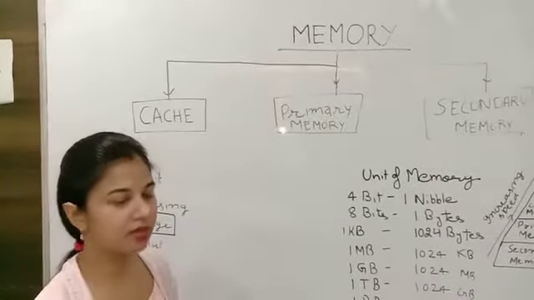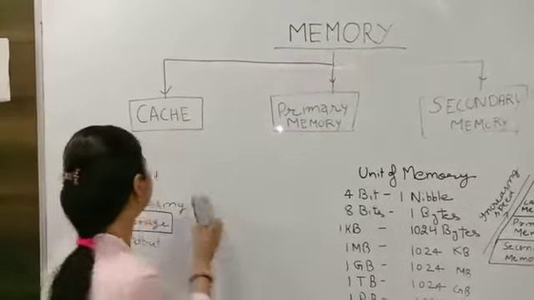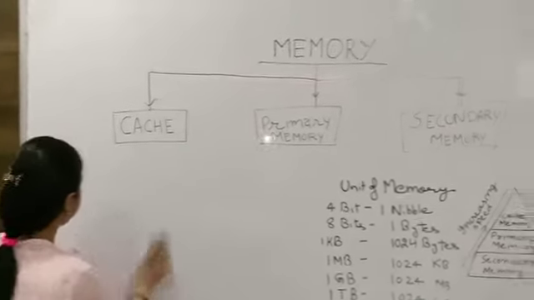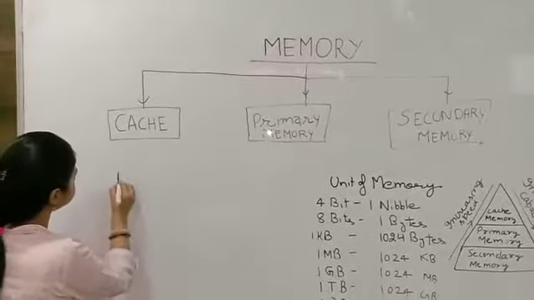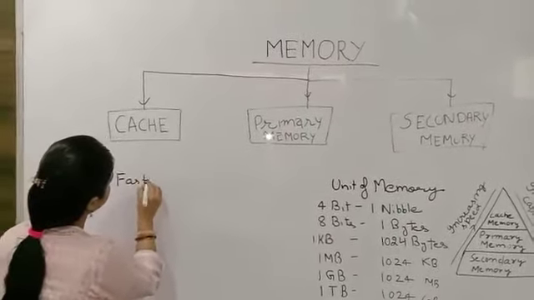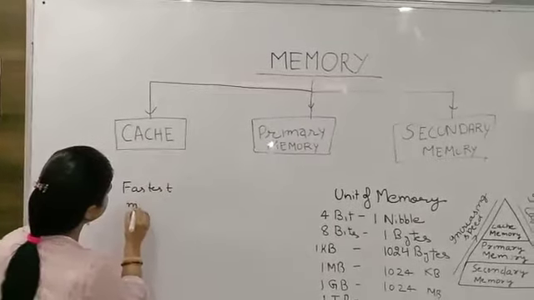Here we have mainly three types of memory, that is cache memory, primary memory and secondary memory. Cache memory is the fastest memory and the most expensive memory.